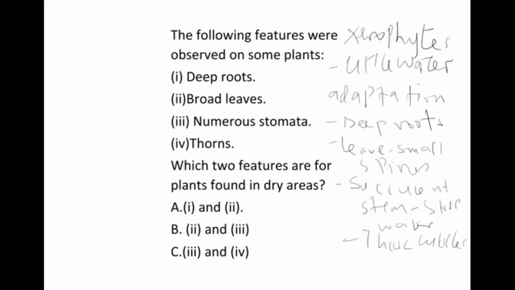So according to our question, the two features that are found in plants that are found in dry areas include 1 and 4. That is 1 and Roman 4, that is deep roots and thorns. So our answer there is 1 and 4, which is D.